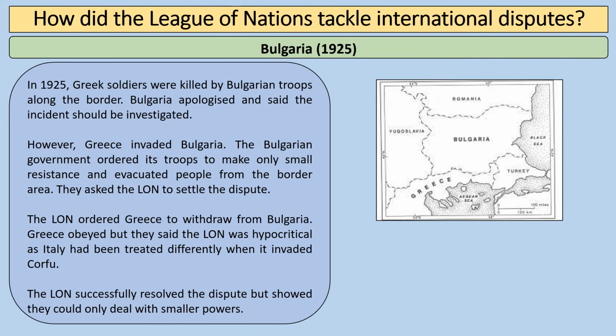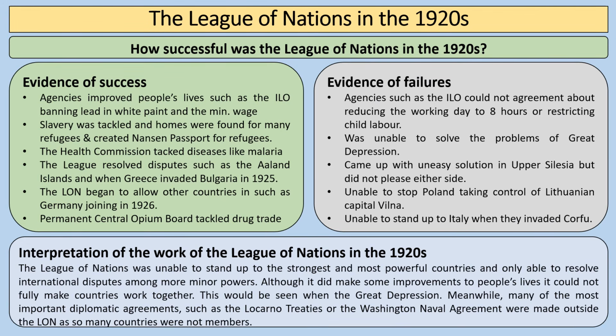Now, the League ordered Greece to withdraw from Bulgaria. Greece obeyed, but they said that the League of Nations was hypocritical because when Italy had done something pretty similar, Italy had been treated differently. So what this event shows, alongside the Italian invasion of Corfu, Corfu obviously being an island of Greece, is that the League of Nations was able to successfully resolve the dispute, but only when it was dealing with smaller powers. So overall, how successful is the League of Nations in the 1920s?